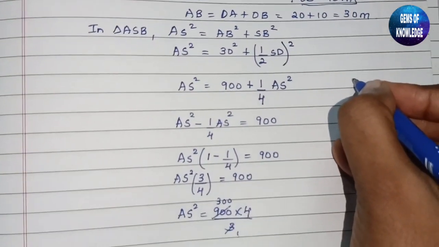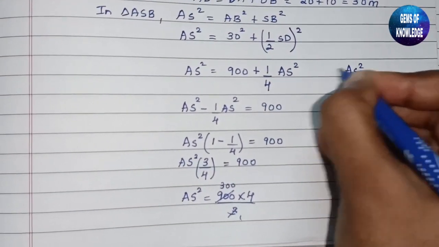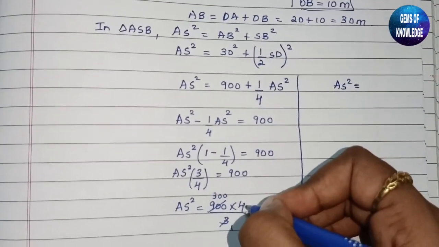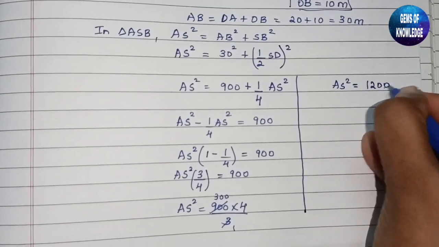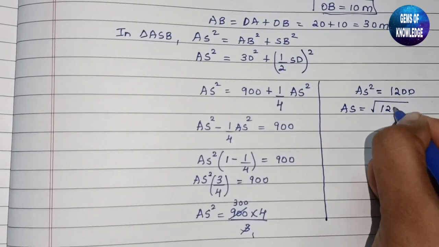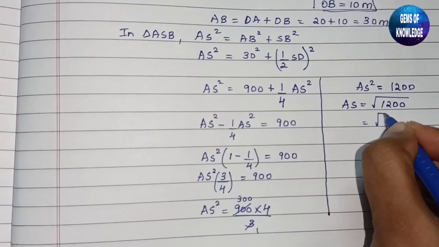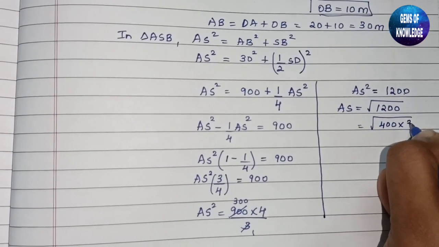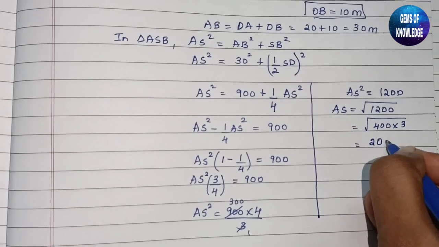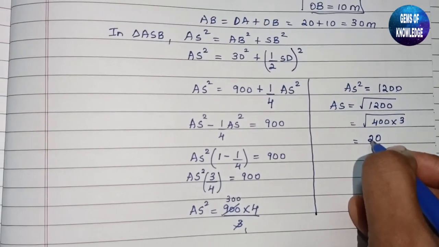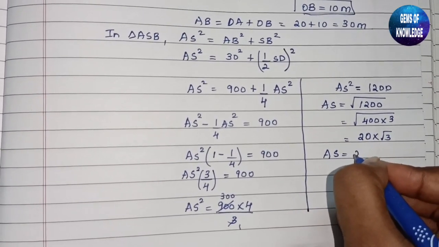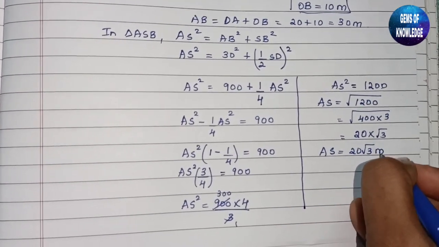So AS square is equal to 3 fours are 12 and 2 zeros, this much we are getting. So AS is equal to root of 1200. This can be written as 400 into 3. Square root of 400 is 20, and into root 3. So AS value is 20 root 3 meter.